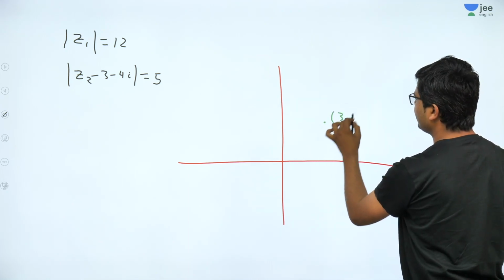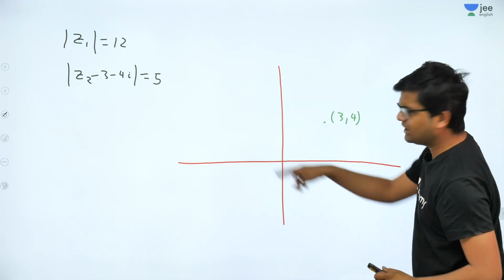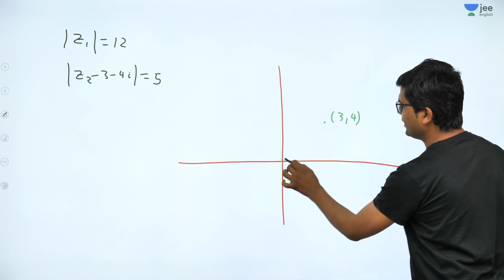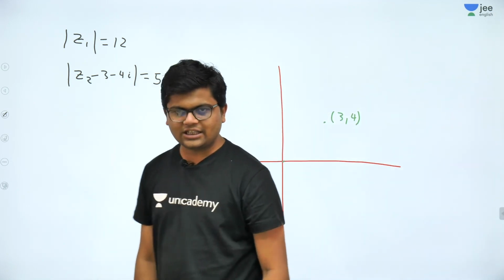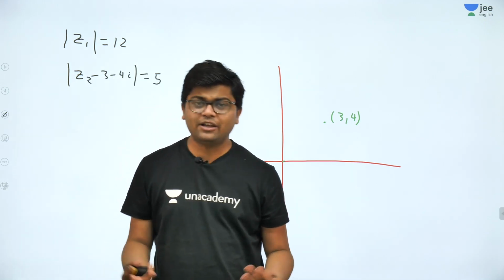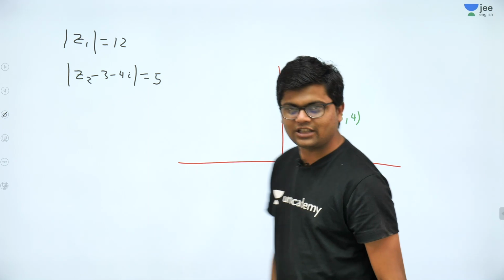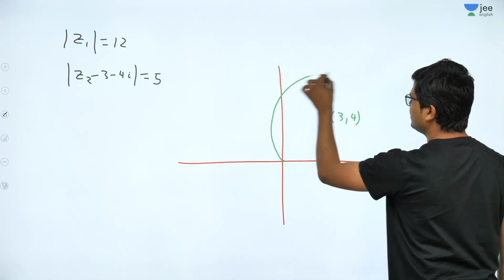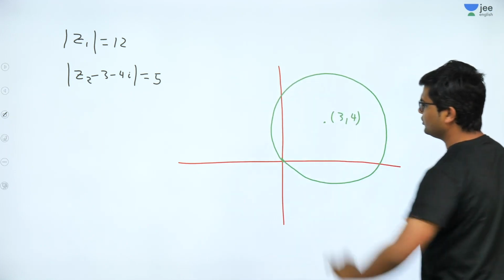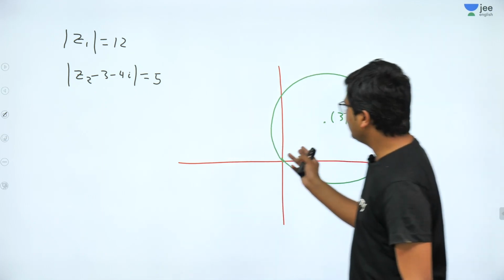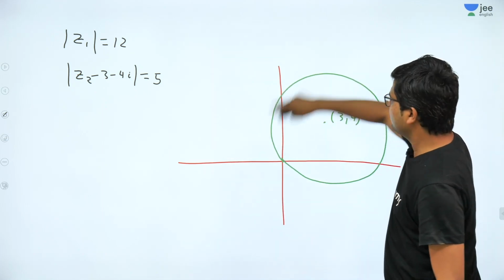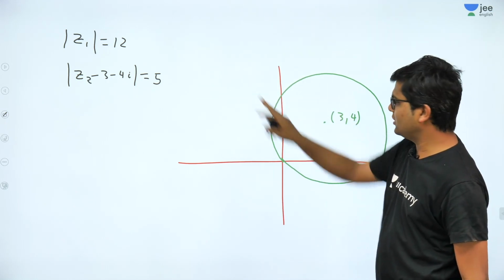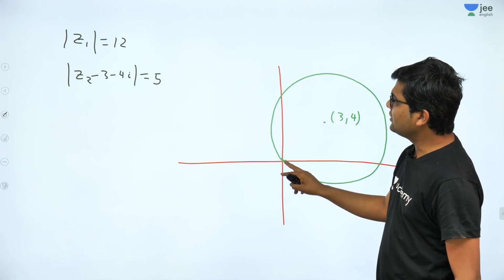Now just check whether the origin lies inside the circle, outside the circle, or on the circle. For that you need to find the distance between center and origin. So the distance between center and origin is coming out to be 5 exactly: the square root of 3 square plus 4 square. Therefore, since this circle has radius 5, it is passing through the origin. So let us suppose this is the rough circle that I have drawn. Got my point? Now there is another circle. Z2 moves on this circle, and Z1 is a circle with center 0 comma 0 and radius 12.